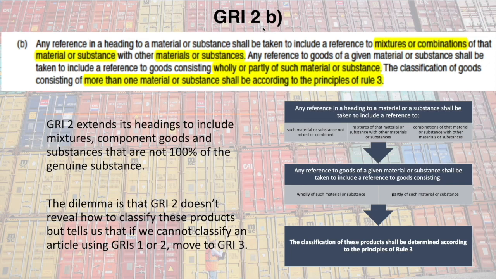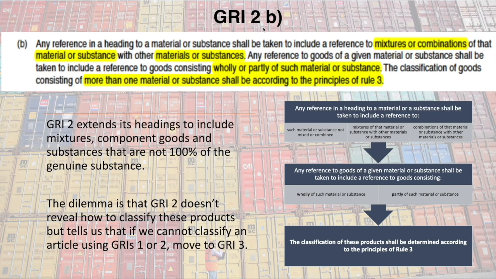The heading corresponding to substance A is also understood to include substance A mixed or combined with another substance, like substance B. And at the same time, the heading corresponding to substance B is understood to cover this specific substance also mixed or combined with substance A. So both headings, the heading for A and the heading for B, give the same classification option: substance A mixed with B, or substance B mixed with A.